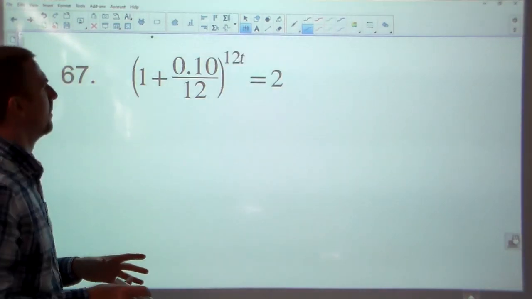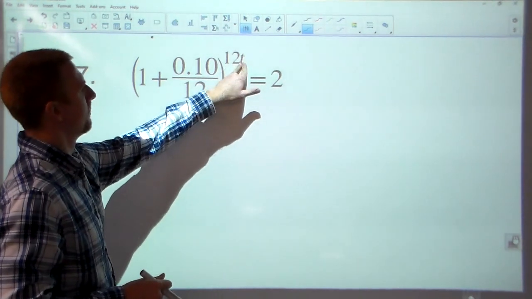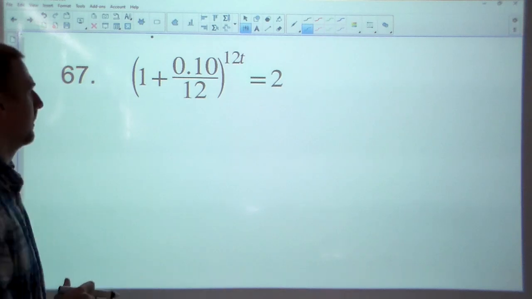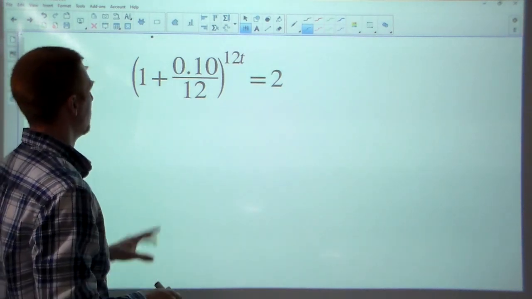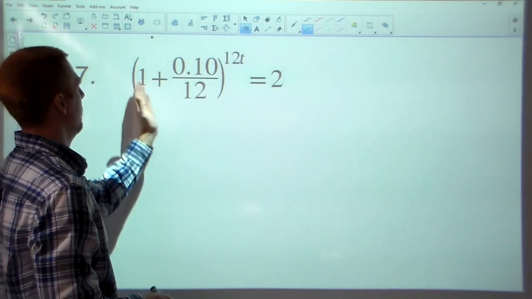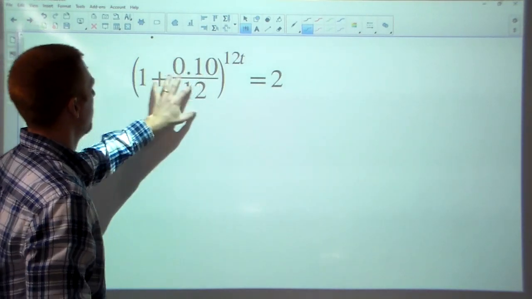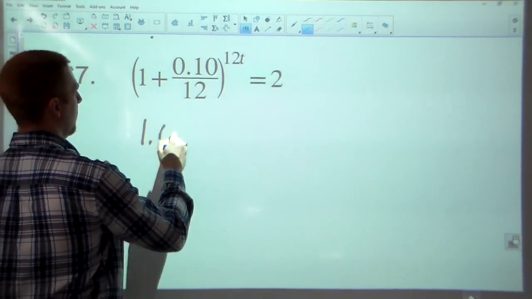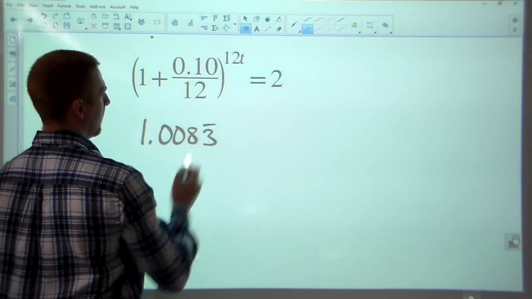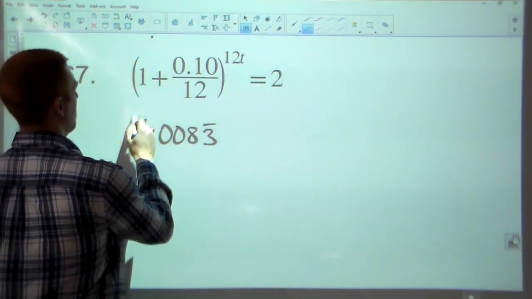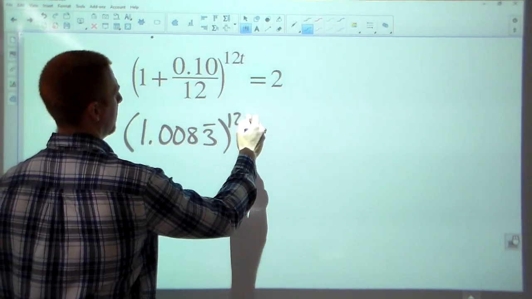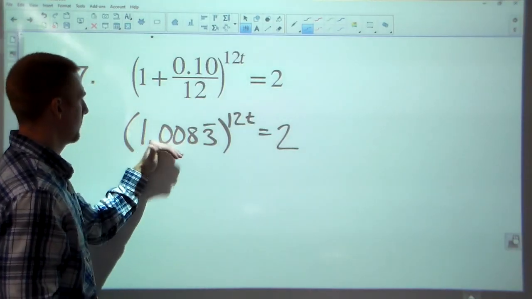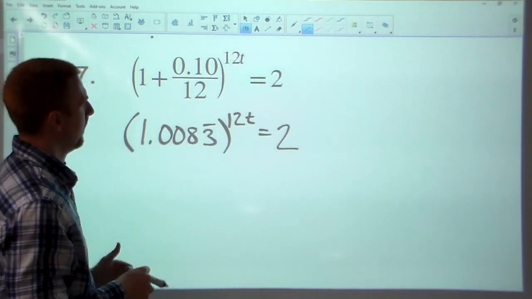67's got a lot of pieces going on. Ultimately, the variable we're looking for is part of an exponent, and that tells us we're going to have to take a logarithm to get this figured out. So I think what I would do right away is go ahead and put this part together. Since there's no variable inside here, let's just go ahead and add that. That's going to be 1.0083 repeated, and it's going to be to the 12th power, or 12t. Now at this stage, we've got this number to the 12t equals 2.